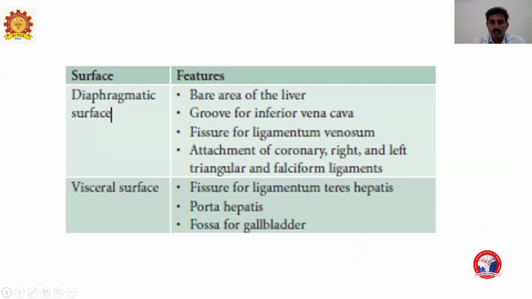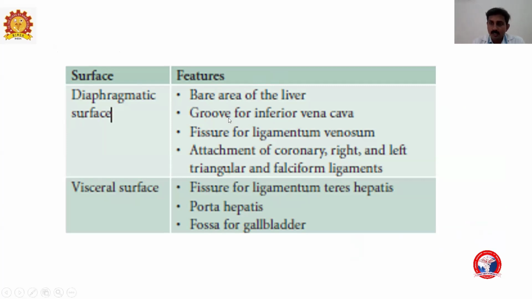This table column shows the same points. I think I have not covered the bare area. We will cover it in the latter part of the session. So we have a diaphragmatic surface, especially the bare area of the liver. The bare area is the part of the liver which is directly attached to the diaphragm.